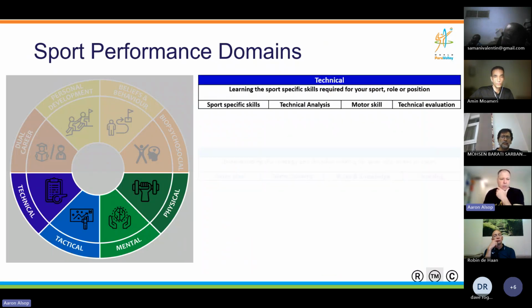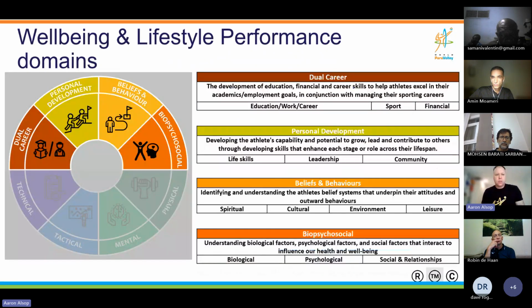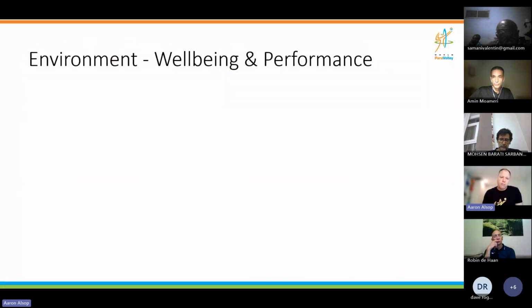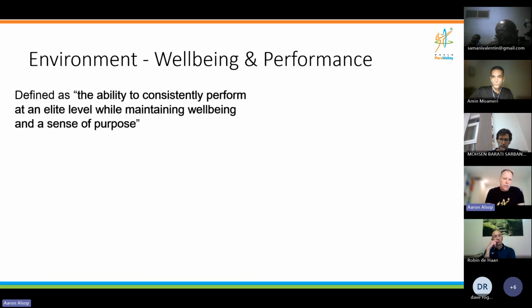So the last thing we'll discuss is how the environment can shape both well-being and performance. What we believe is, how do we have the ability to consistently perform at an elite level while maintaining well-being and a sense of purpose? As a coach, your philosophy may be that you really believe it's about winning. But we also know that we need to shape an environment where we're looking at how the person is creating a sense of their well-being while also pursuing performance.